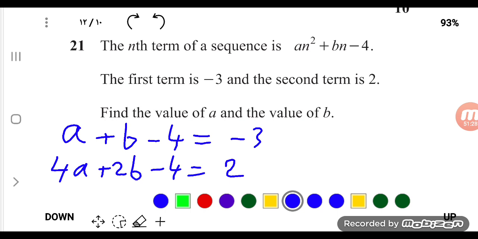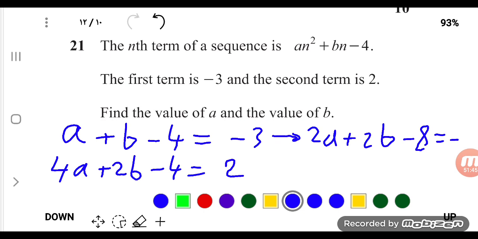So if I multiply the upper equation by 2, I will get 2a plus 2b minus 8 equal -6. Then the bottom equation, I will leave it the same: 4a plus 2b minus 4 equal 2. Now if I subtract both equations, the b terms will disappear. So let's do that.